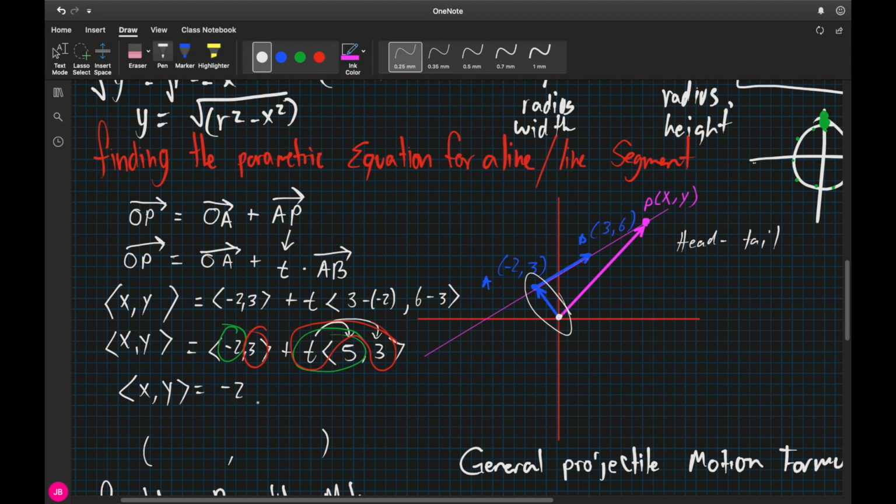-2 plus 5t, comma 3 plus 3t. And so if you notice, now we actually have a parametrization of this value because this vector is what we're looking for.